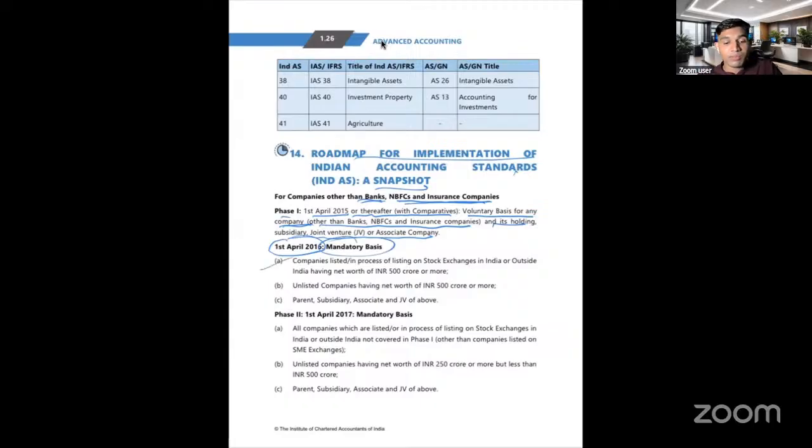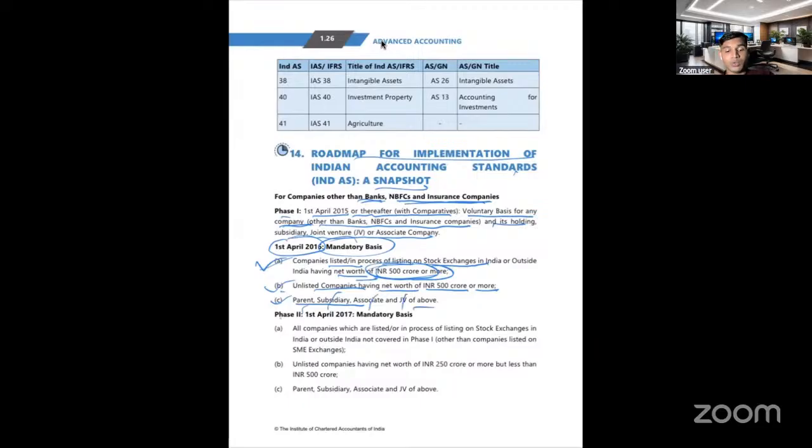For example, companies listed or in the process of listing on a stock exchange in India or outside India having a net worth of 500 crore or more. Then unlisted companies having a net worth of INR 500 crore or more, and parent, subsidiary, associate or joint venture of the above.